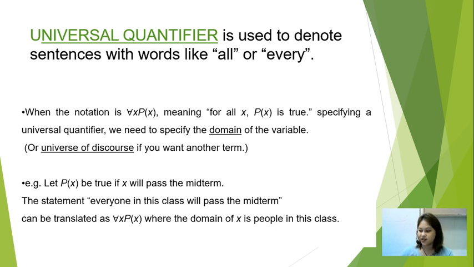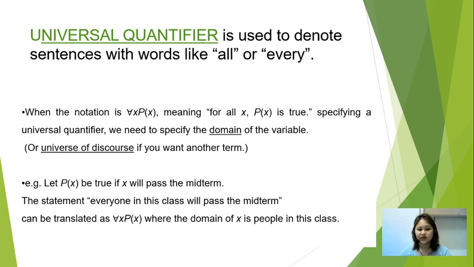So we have here the notation, meaning for all x, p of x is true. So you have that the notation universal quantifier. So it is read as for all x, p of x is true, specifying a universal quantifier.